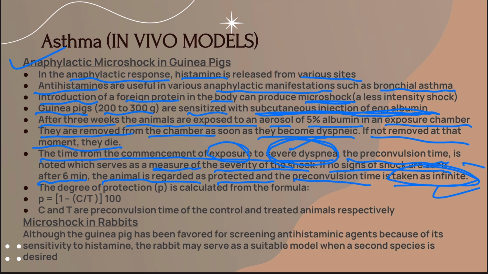The degree of protection produced by the test drug is calculated by this formula: P equals 1 minus C by T, into 100. P is the degree of protection, and C and T are the pre-convulsion times of the control and the treated animals respectively, treated in the sense of treated with the test drug. Now we can also induce microshock in rabbits, so we can use rabbits also for demonstration of the microshock.